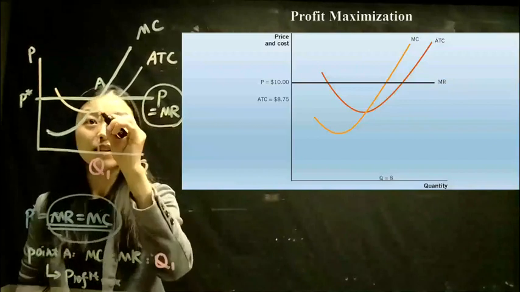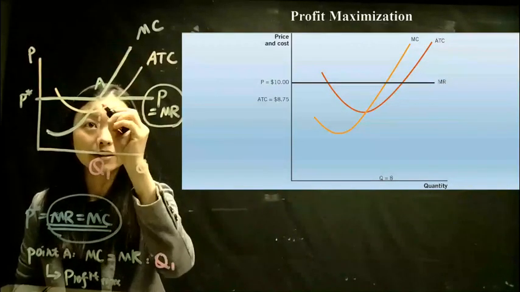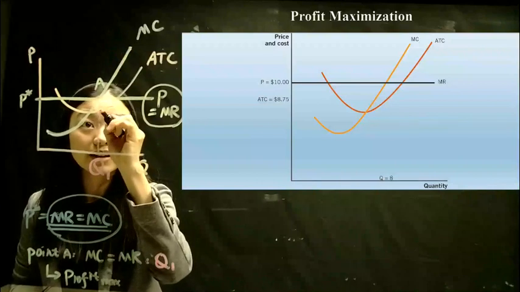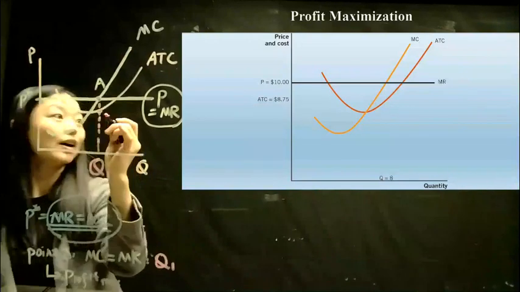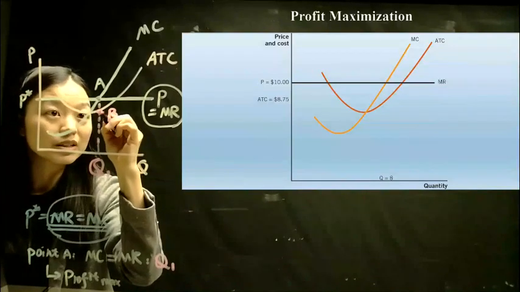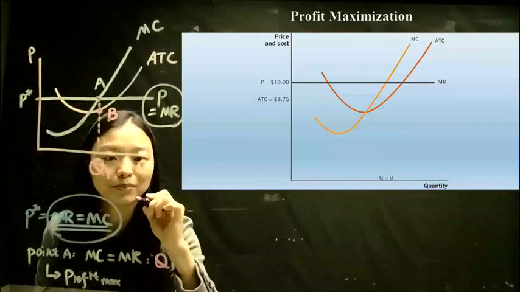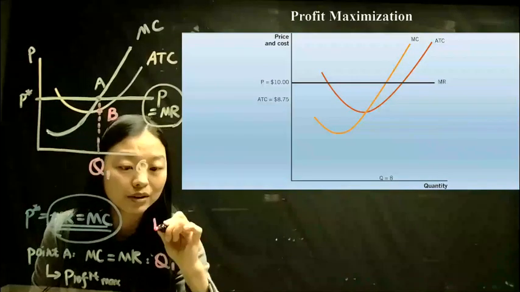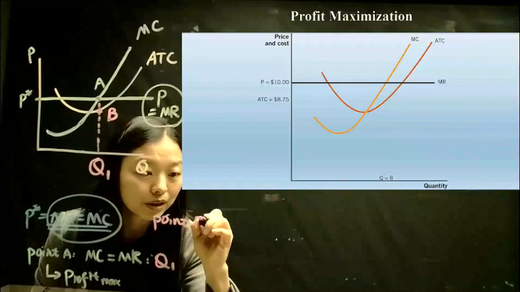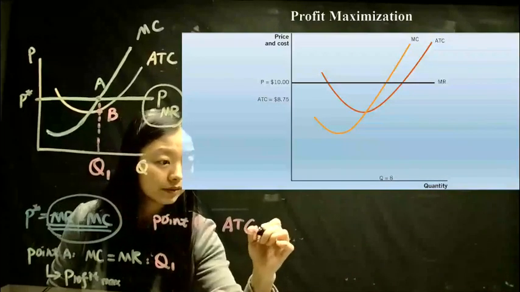And then you can see this Q1, if you draw a vertical line here, it will intersect at a point on the average total cost curve, right? I marked it as point B. So you can see this point B here. I'll just write it down here. So point B is on the average total cost curve, right?